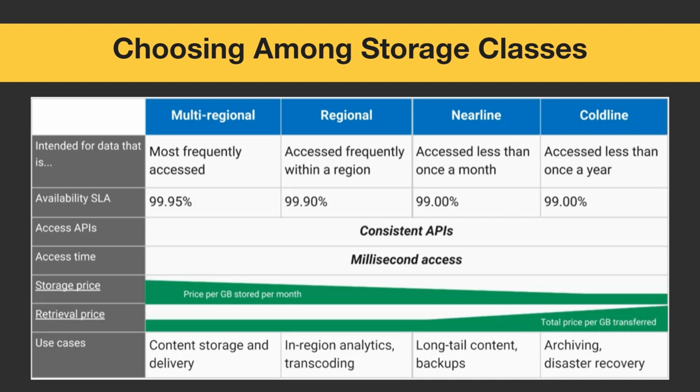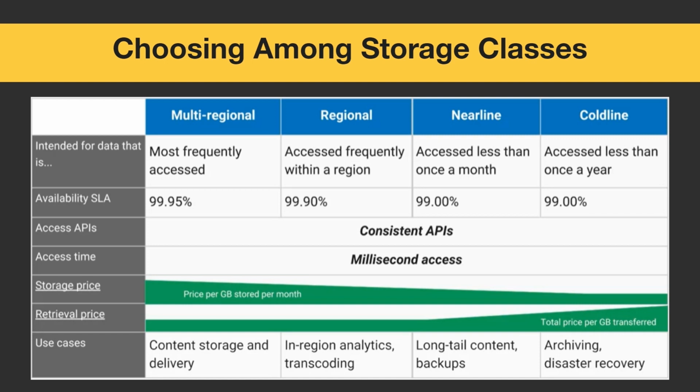The regional class is comparatively cheaper than multi-region because it's a single region with multiple data centers. Data is accessed frequently within the region. Availability SLA is 99.90, and the access API is the consistent API. Because it is the consistent API, it is directly connected and easily accessible with multiple applications.